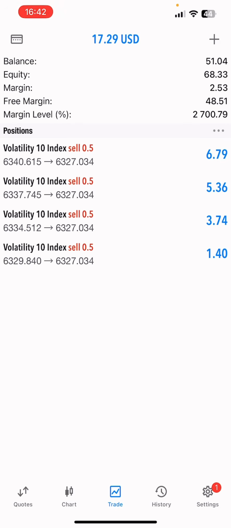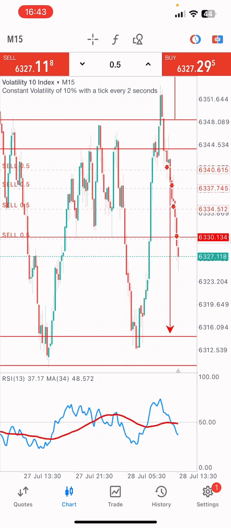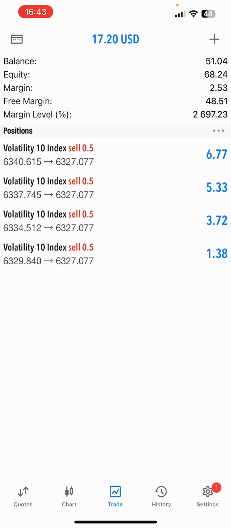Yeah, fam. So I entered another trade. Our $13 is up to $67. So this is basically the trade which I entered. Our account is currently running over $68.